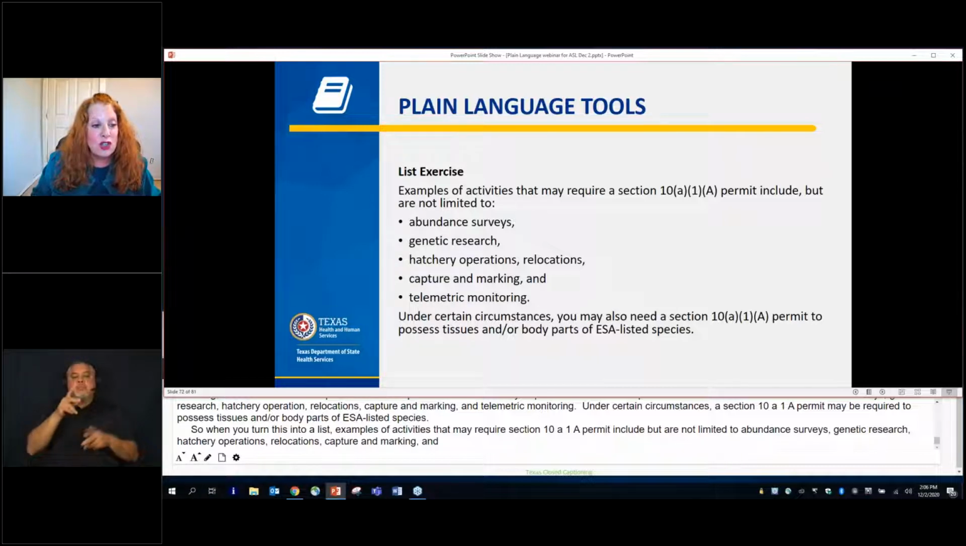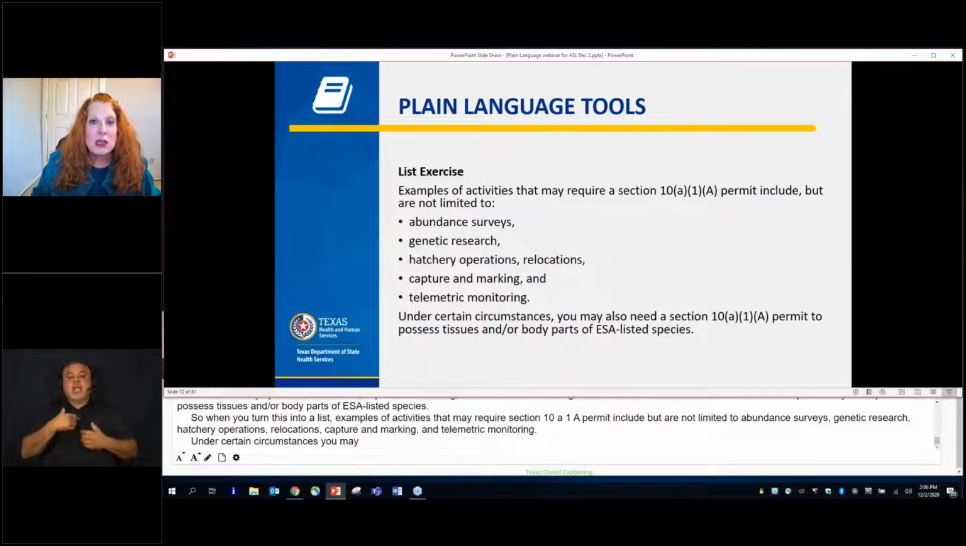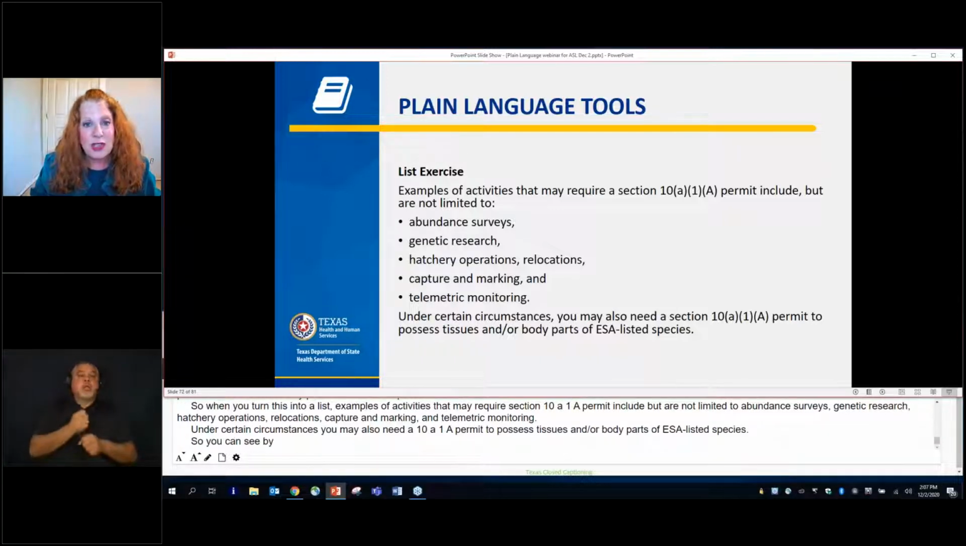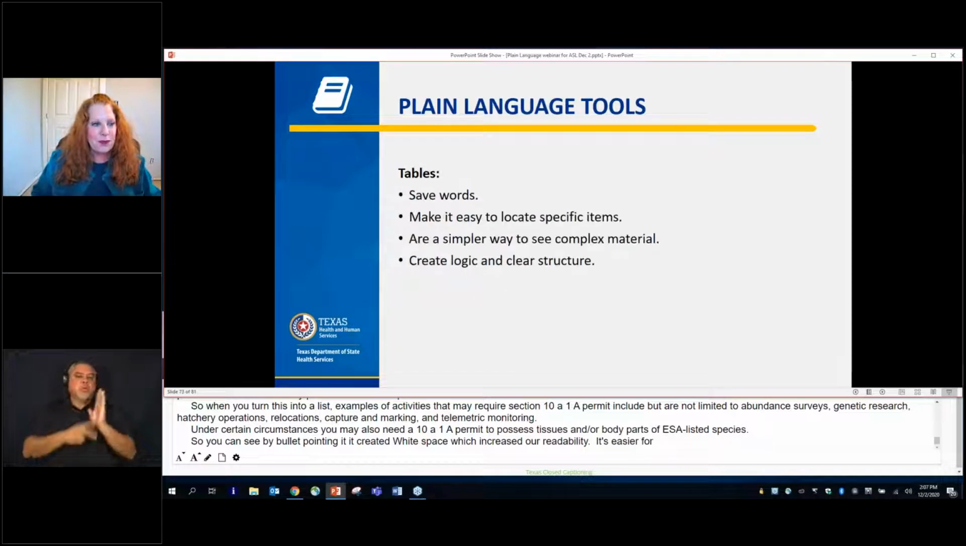Under certain circumstances, you may also need a 10(a)(1)(A) permit to possess tissues and/or body parts of ESA-listed species. So you can see, by bullet pointing it, it created white space, which increased our readability, and it's easier for our audience to read and understand.